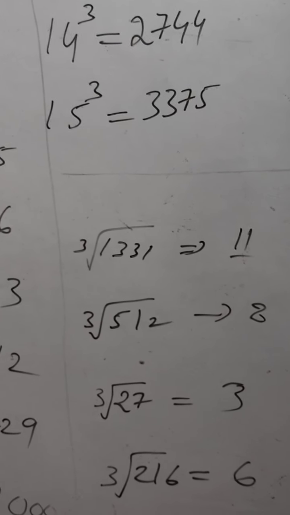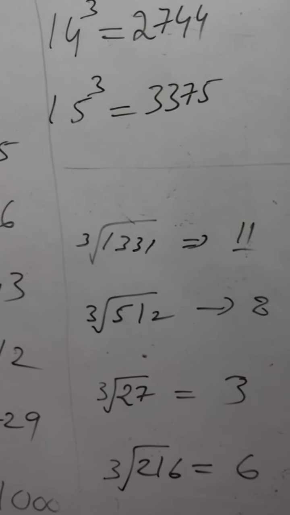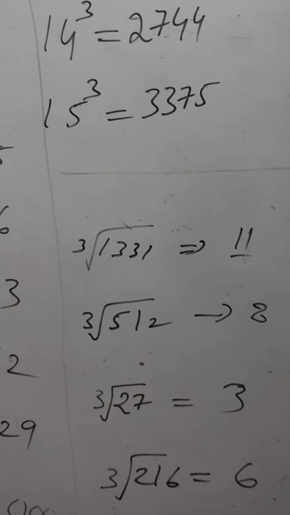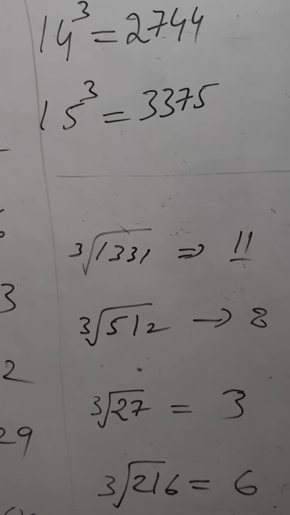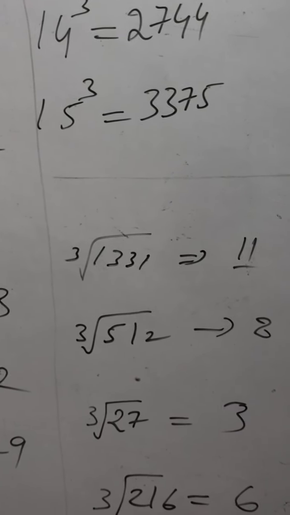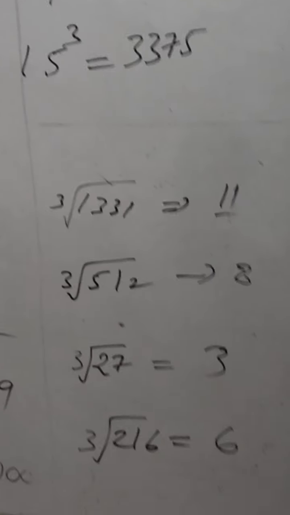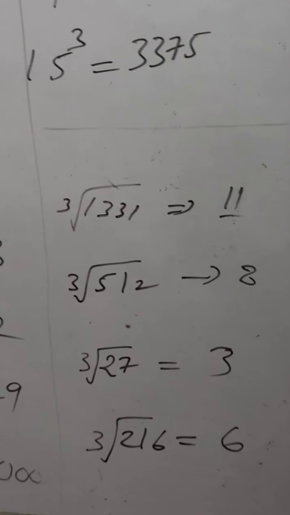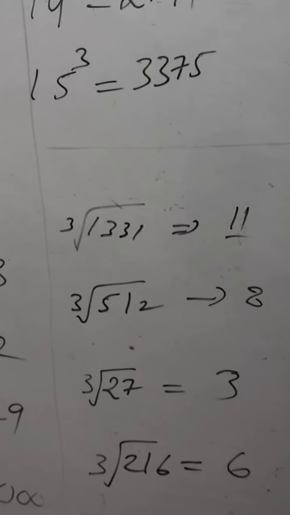Cube root of 27. Sorry, cube root of 27 is equal to 3. We call it cube root. Cube root of 27 is equal to 3. So cube root of 216 is equal to 6.